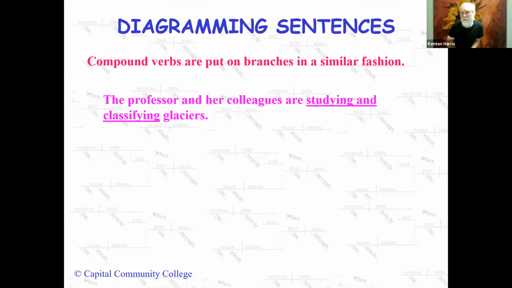Compound verbs are put on branches in a similar fashion. The professor and her colleagues are studying and classifying glaciers. So hopefully you see that in this sentence there are 2 subjects, professor, colleagues. There are 2 verbs, studying and classifying. And there's a single direct object, glaciers.